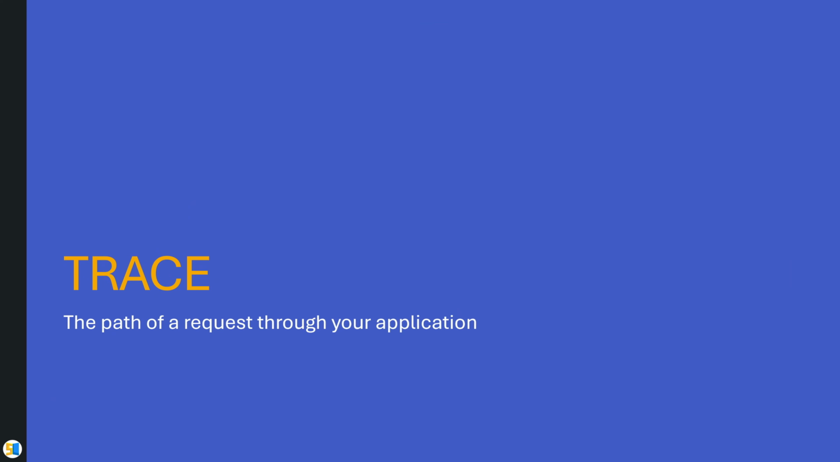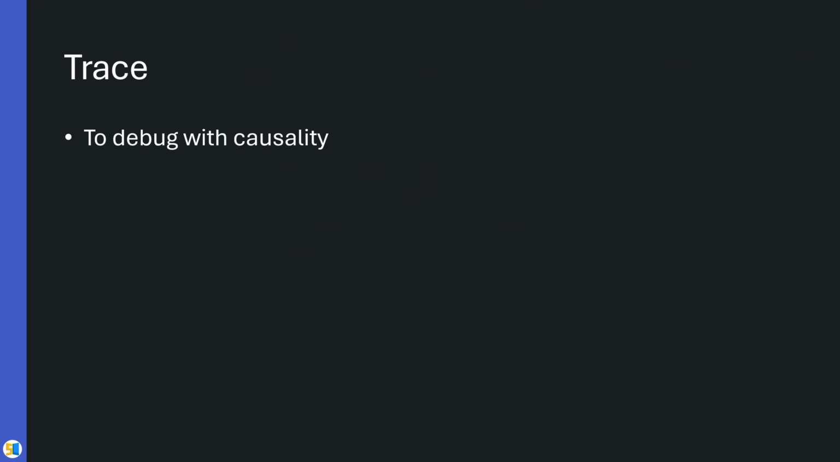Okay, next, let's discuss trace, the path of a request through your applications. We usually use traces to debug our applications with causality. Causality means, for example, A happened because B happened before, right? A happened caused by B. So that's what causality means.